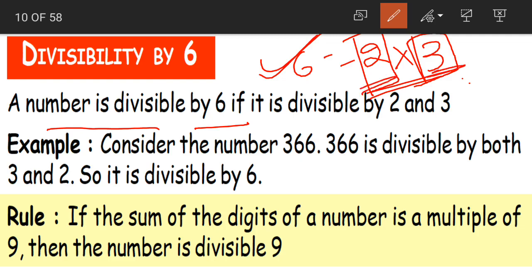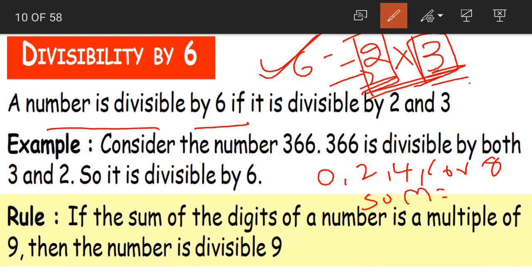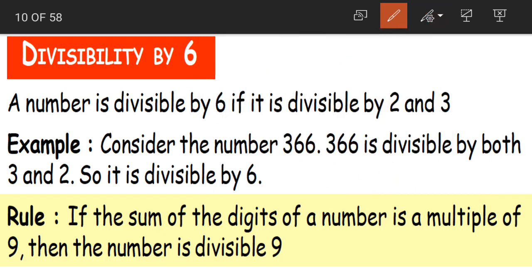For a number to be divisible by 6, it should be divisible by both the numbers 2 and 3. Now what is the divisibility rule for 2? The number should have 0, 2, 4, 6 or 8 at the ones place. For a number to be divisible by 3, the sum of the digits should be a multiple of 3. So if a given number satisfies both the conditions, then the number becomes divisible by 6. What is the example number given here?